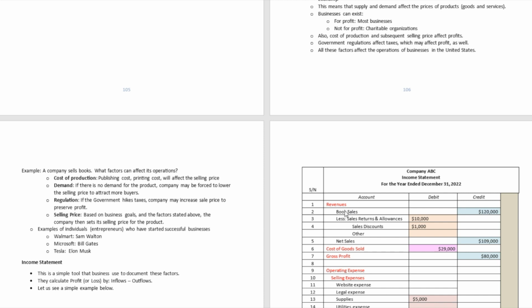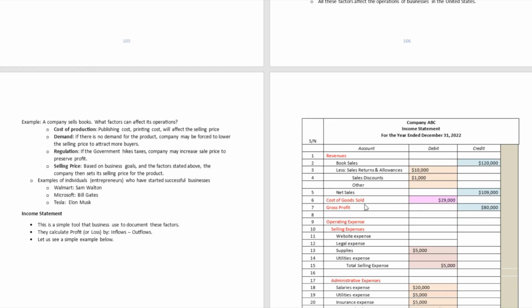So to capture all these different impacts on the United States economy or United States businesses, companies use something called the income statement, which I believe you remember we talked about in fourth grade and third grade. So let's take this example. A company sells books for a living. So what factors can affect its operations?